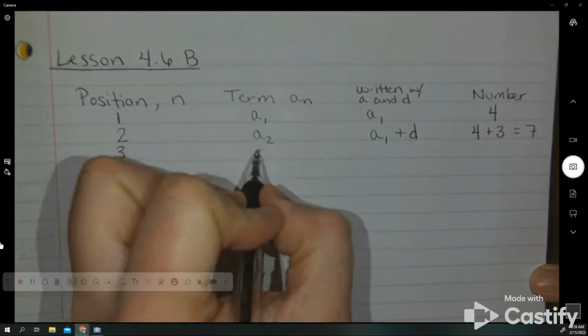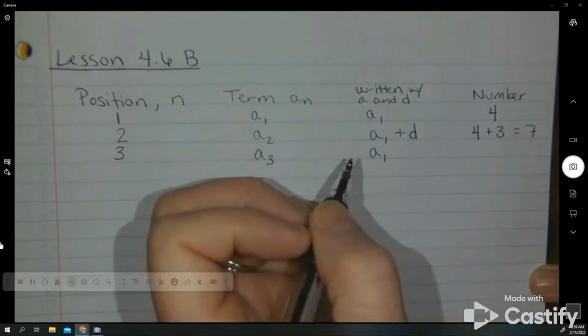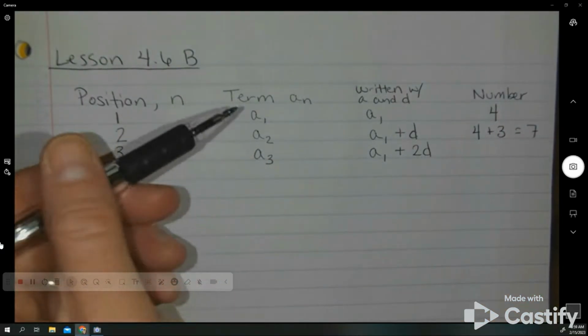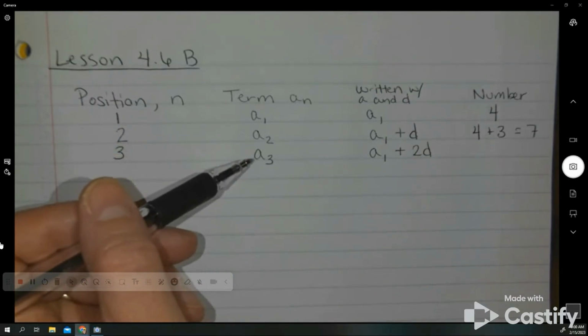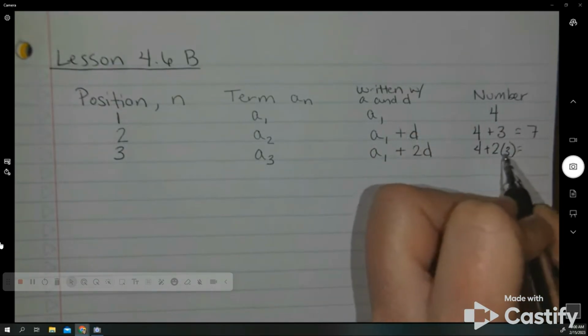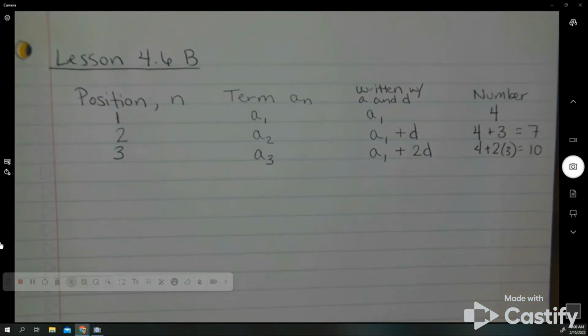So then if I did my third term, this is A of 3. I still use A of 1, but this time I have to do 2 sets of the common difference, right? Because I added 3 here to get the second one, then I had to add 3 again to get to the third term. So that would give us 4 plus 2 times 3. Well, 2 times 3 is 6, plus 4 gives us 10. So that's our next number in the sequence.